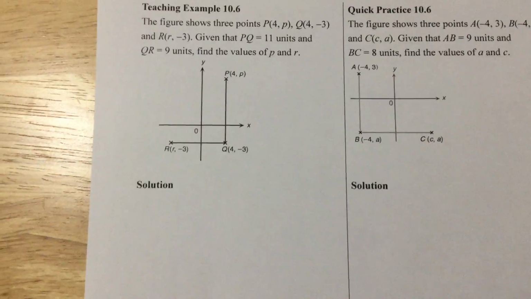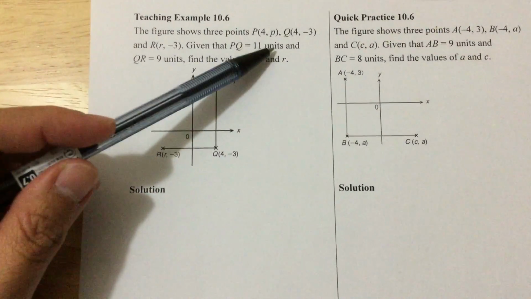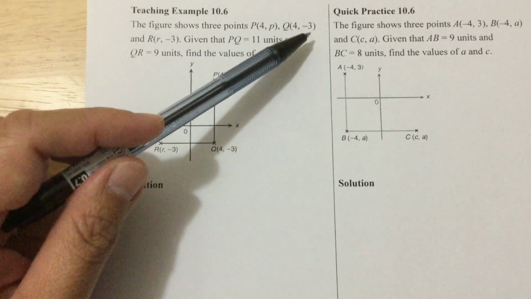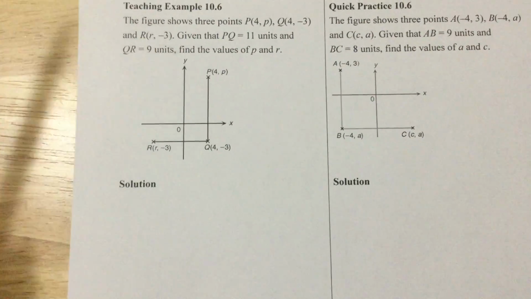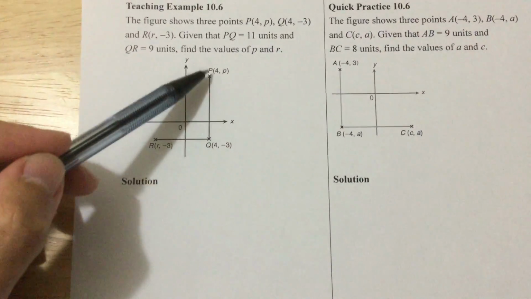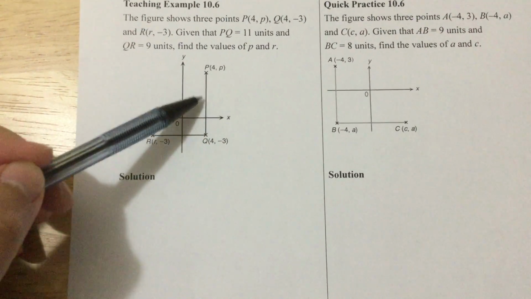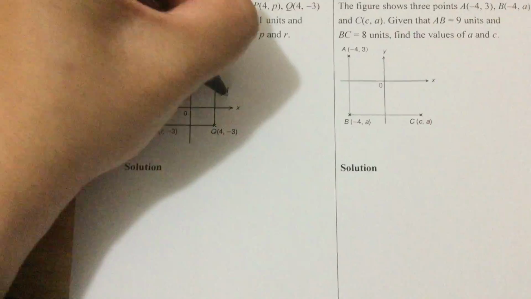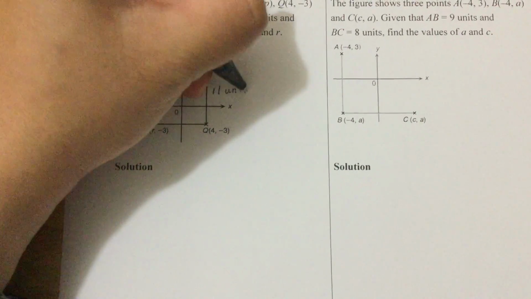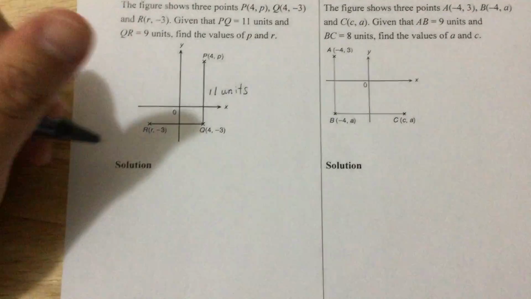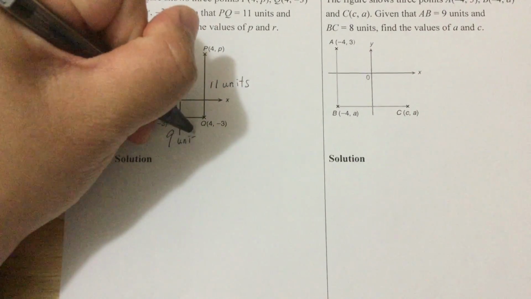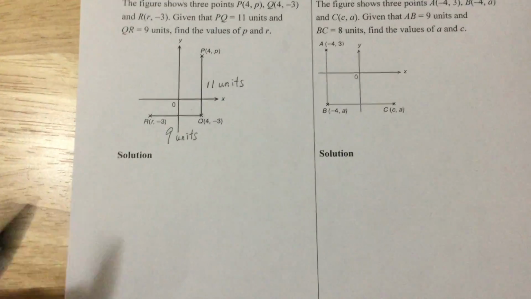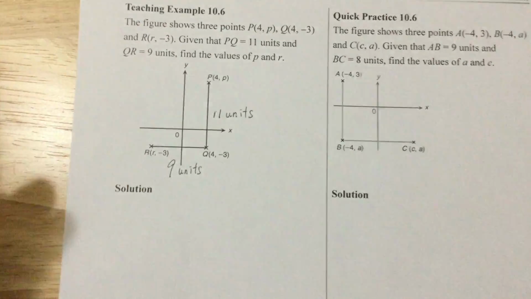Now, the figure shows 3 points P, 4, P, Q, 4, -3, and R, that is R, -3. These 3 numbers you're going to calculate. And PQ, this is 11 units. Okay, you can write something here to make sure that you know the answer. QR is 9 units. You can write something like this here. So you're going to calculate the value of P and the value of R.